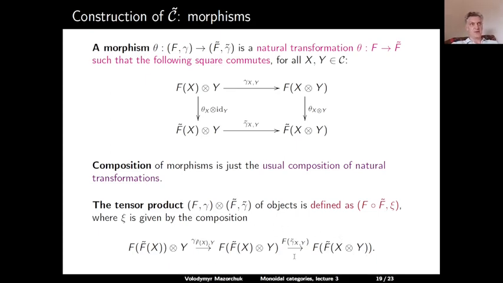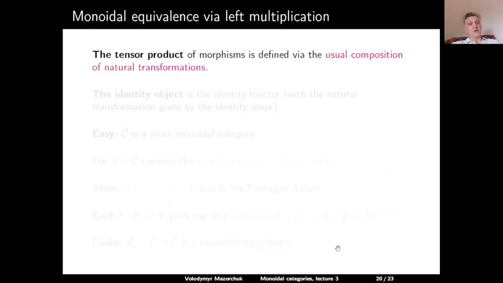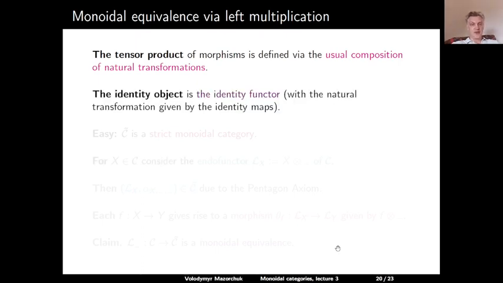This is very similar to how we discussed the composition of monoidal functors. So this definition is very similar to the definition which we applied there. And we define the tensor product of morphisms simply using the usual composition of natural transformations. The identity object will be, of course, the identity functor, where the structure morphism associated to it is given by the identity maps. And then it's easy to check that this makes C tilde into a strict monoidal category.